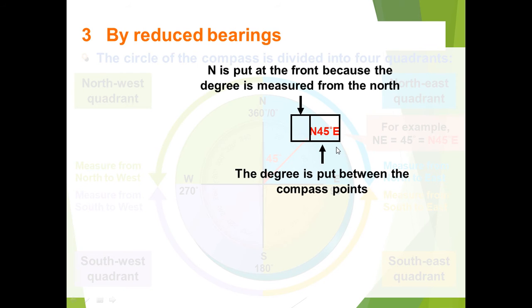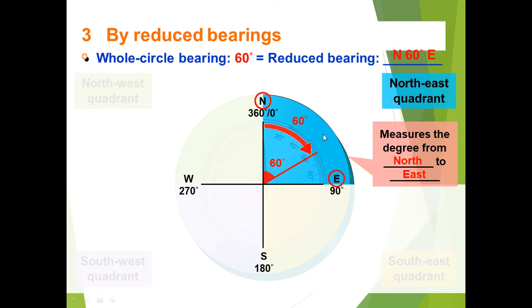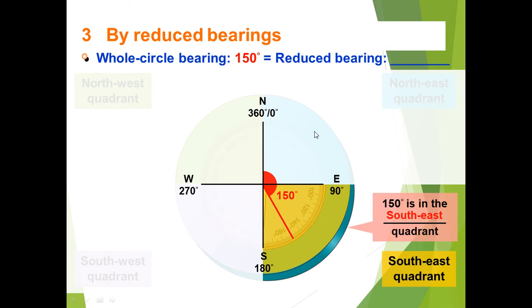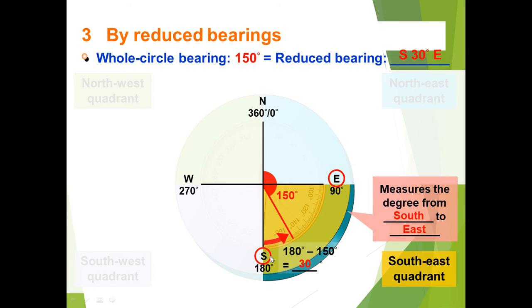But when we get to the second quadrant, things will get harder. For whole circle bearing, you can find right now here should be 150 degrees, but I told you that for reduced bearing, everything should be measured from south or north. This angle has already fallen into the second quadrant, which is the southeast quadrant. So for this quadrant, everything should be measured from the south instead of north.